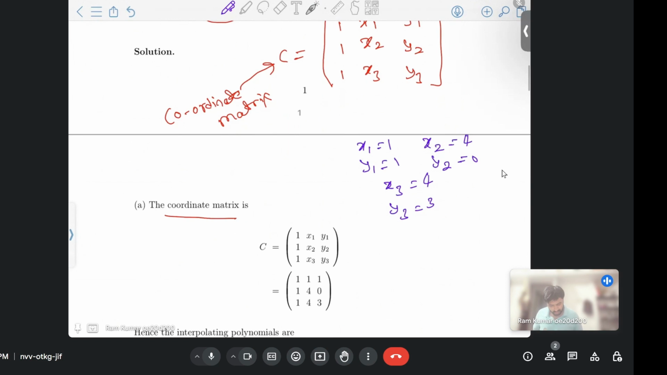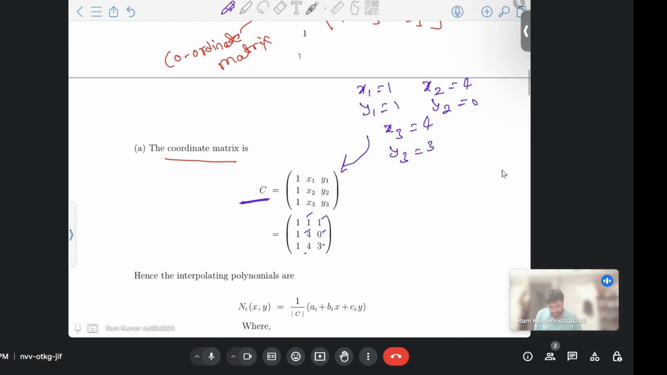Now these coordinates we are going to put in to form the coordinate matrix. So this will be 1 1 1, x1 x2 x3, y1 y2 y3. So this is our coordinate matrix.